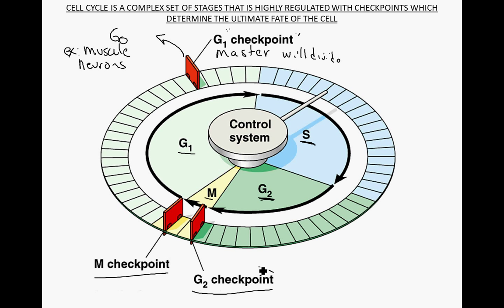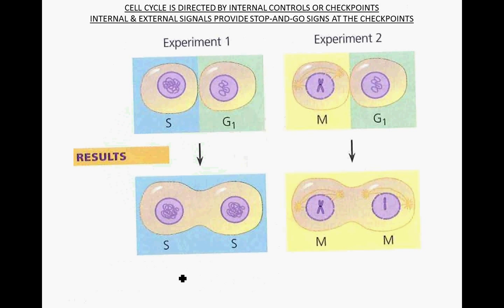The rest of this screencast is going to be dedicated to looking at this G2 checkpoint here and what's going on there as an example of how the cell cycle is regulated.